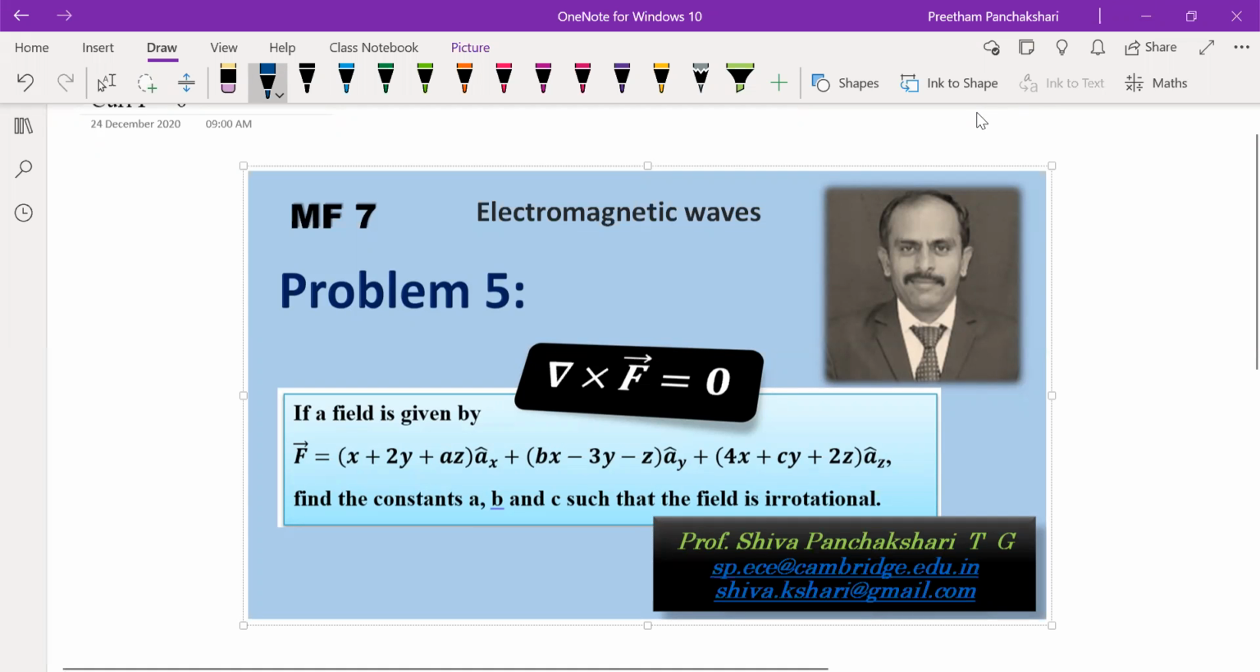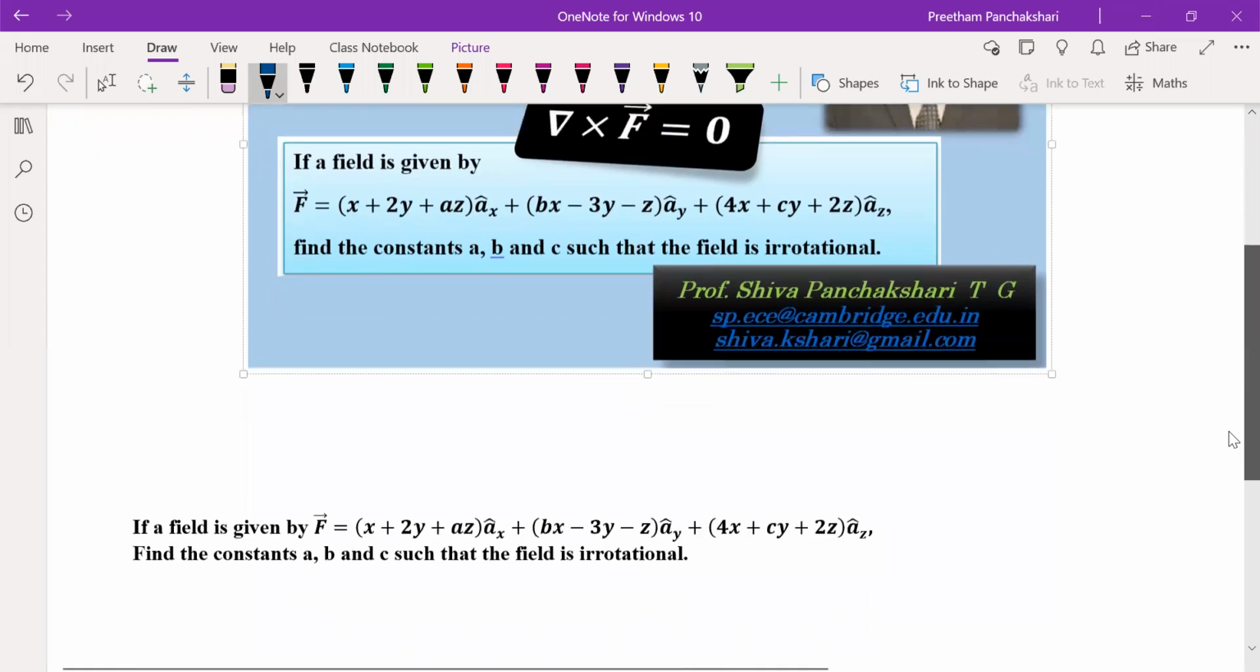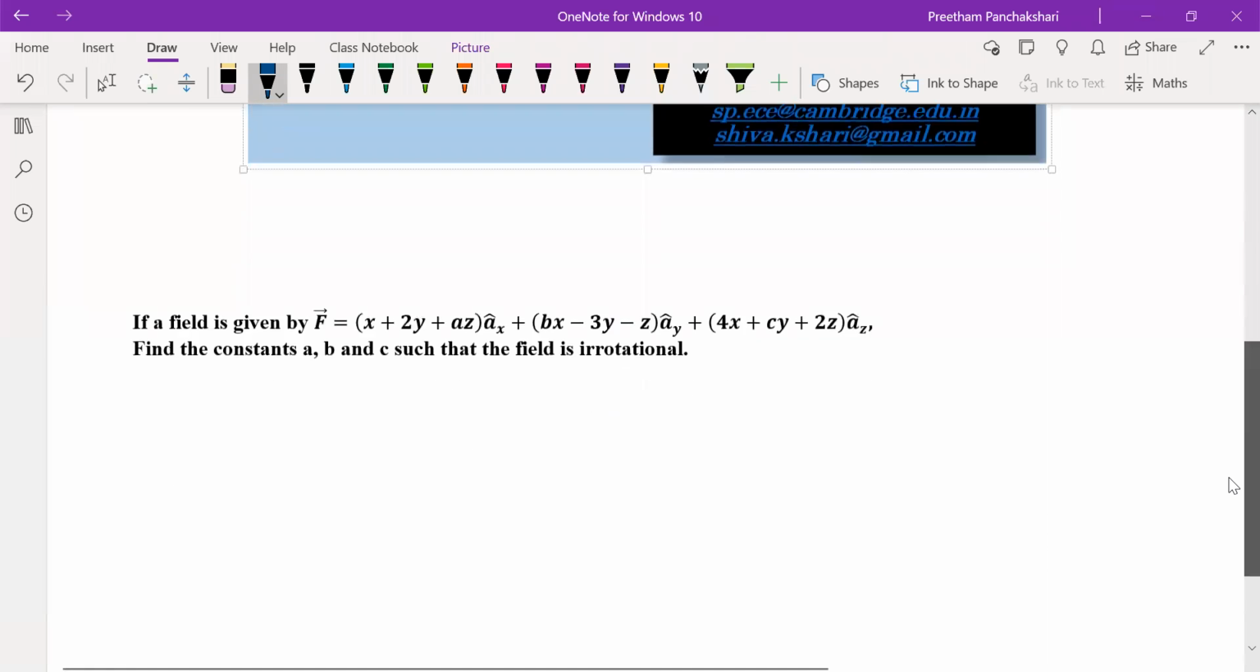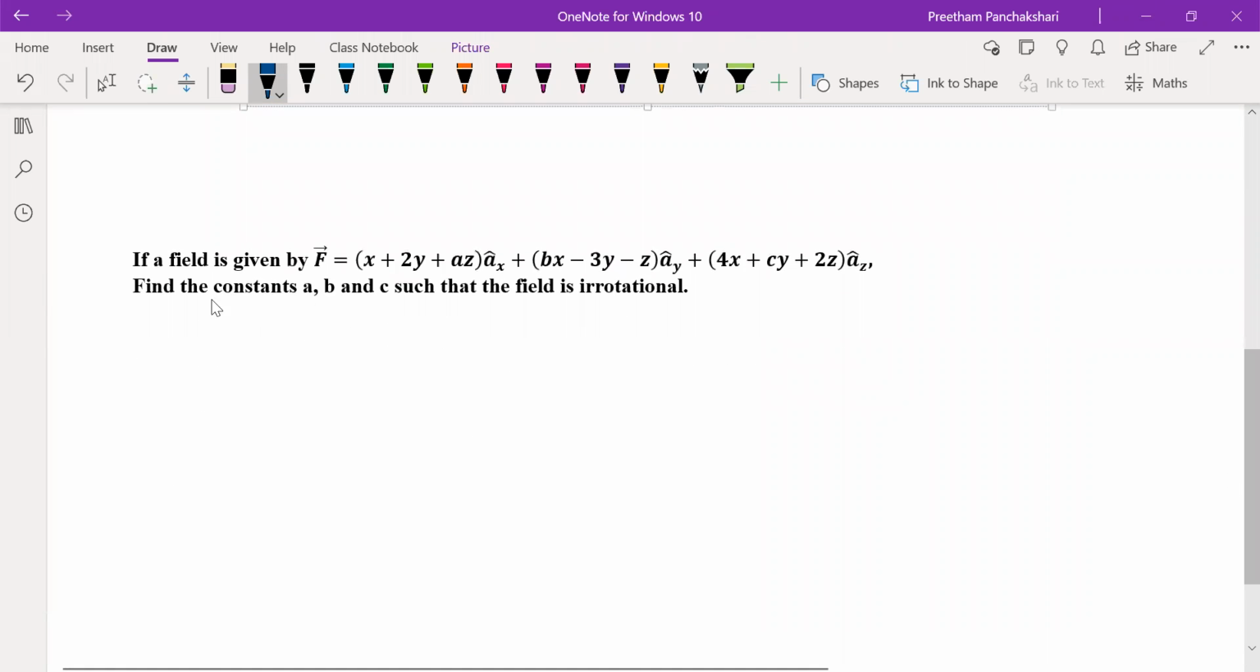In this video, I'm going to discuss an irrotational field, say F. The problem is like this. A field is defined by F and this is irrotational. So we have to find the constants A, B and C.